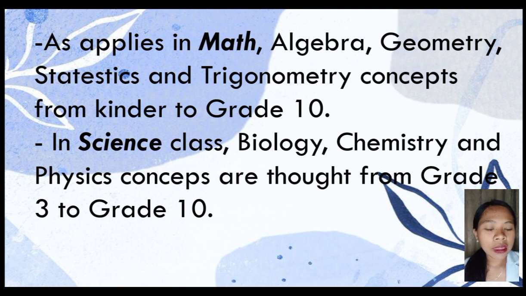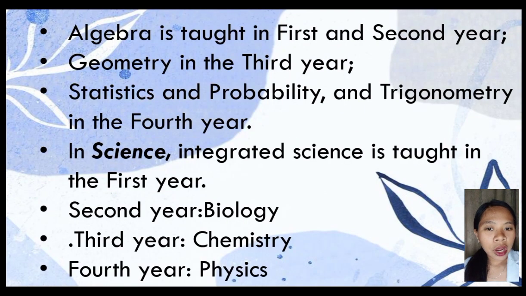So as applied in math, algebra, geometry, statistics, and trigonometry concepts are taught from kinder to grade 10. In science class, biology, chemistry, and physics concepts can be taught from grade 3 to grade 10. Algebra is taught in the first and second year, geometry in the third year, statistics and probability and trigonometry in the fourth year. In science, integrated science is taught in the first year, second year biology, third year chemistry, and the fourth year is physics.